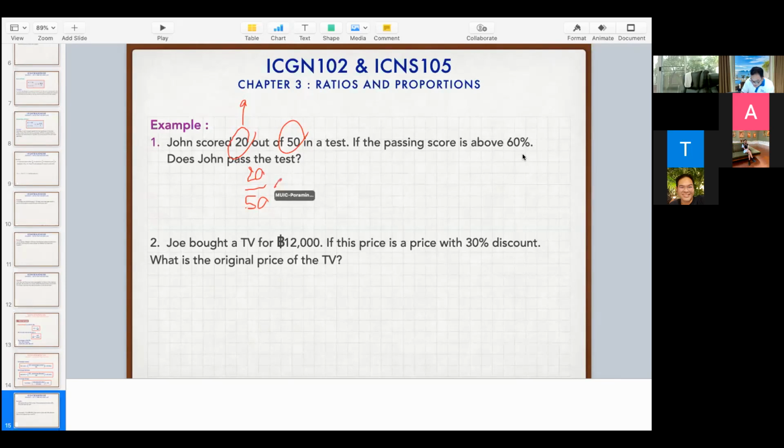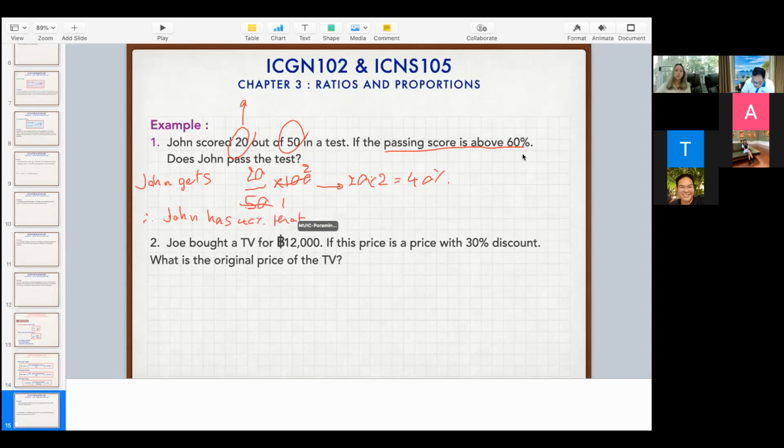If you multiply by 100 you get the percentage. If you calculate this, it is 40% that John received, while the passing score is above 60. So John has 40%, which is less than the 60% passing score, so he does not pass. This is the basic thing, where we can just use basic calculation like this.